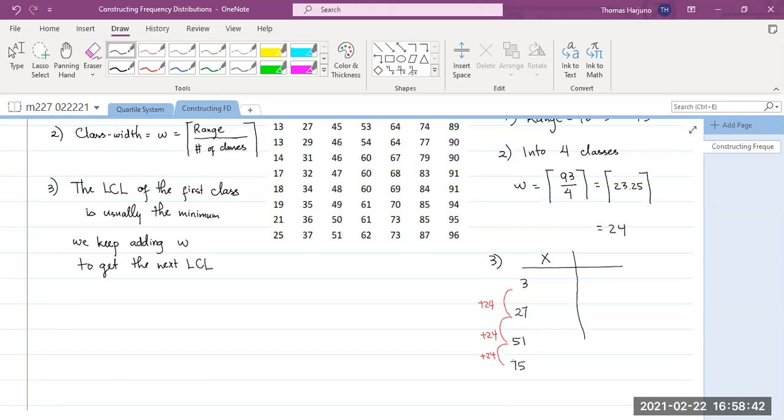Now, how about the upper class limit? The upper class limit is usually done this way. You see this is 27, right? You subtract by 1. That's 26. Can I subtract by 0.5? Yeah, you can if you want to. So you get 26.5. That's fine. Just be consistent.